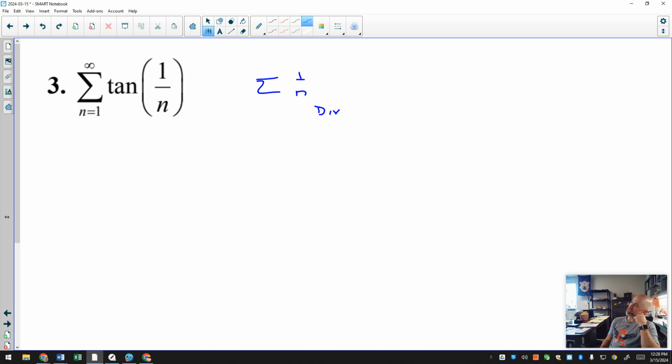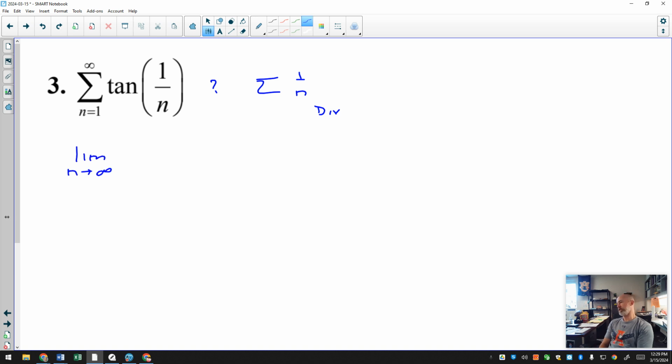The problem is the tangent of something is really hard to directly compare to 1 over n. I have no idea if tangent of 1 over n is greater than or less than the harmonic. And because that's inconclusive, what will we do? Y'all, if direct comparison fails, do limit comparison.